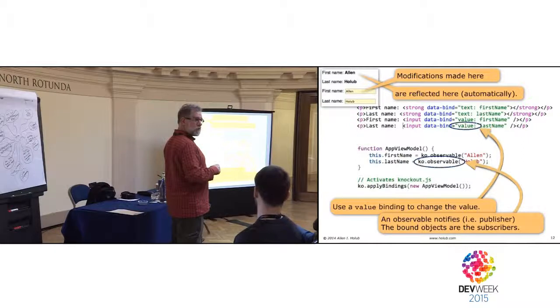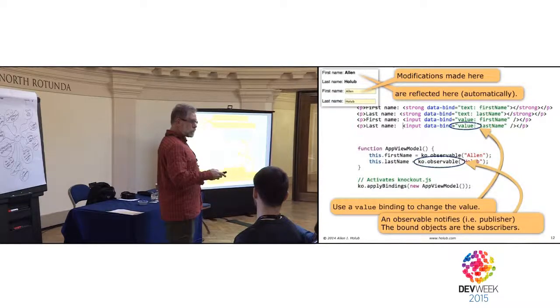Is everyone seeing how this is happening? So what this binding is doing is intercepting events coming in from the UI and using them to modify the JavaScript. And what this binding is doing is detecting changes in the JavaScript and using that to modify the user interface. So we get a connection in both directions.